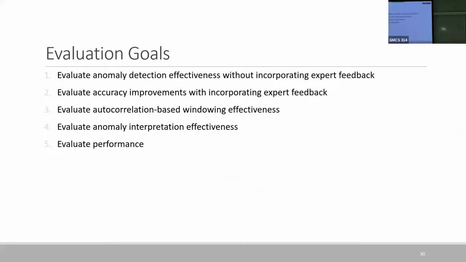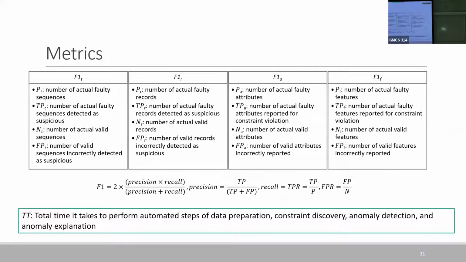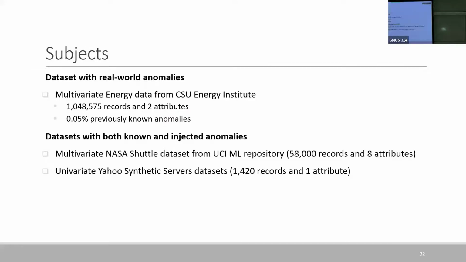We also evaluated the idea with different goals. The goals are basically the same as the ones for non-sequence data. Most of the metrics that we use in this case are based on the standard F1 score metric, which is actually an average over precision and recall. The subjects that we used were both real-world data sets as well as some data sets that are available online.